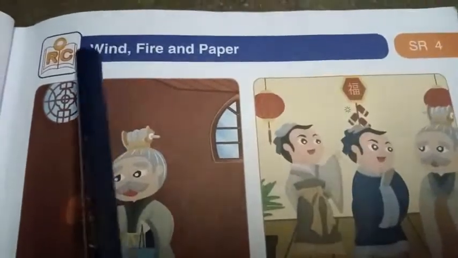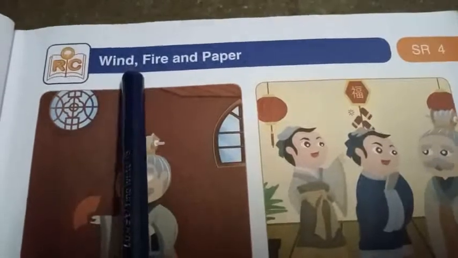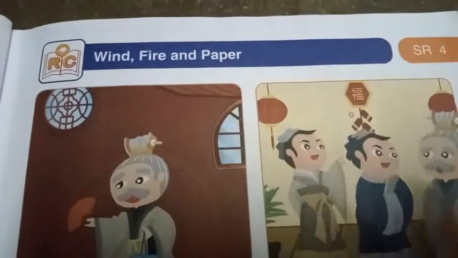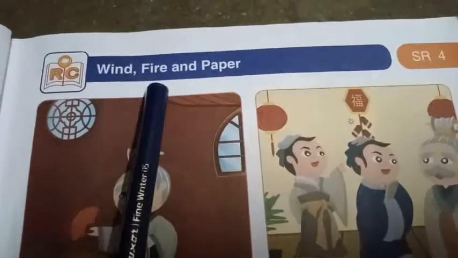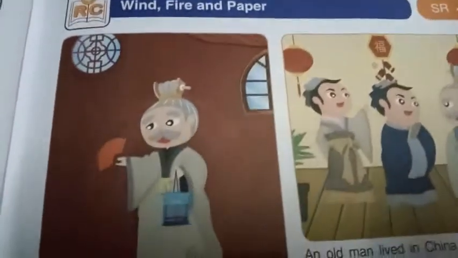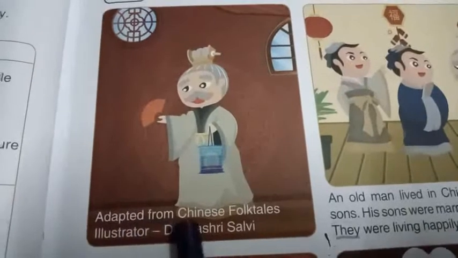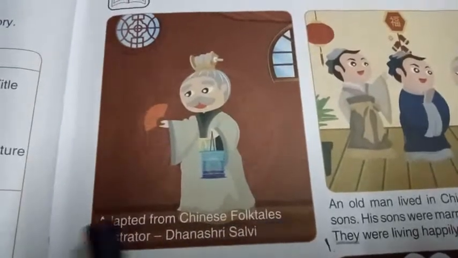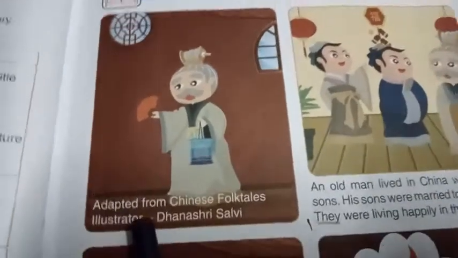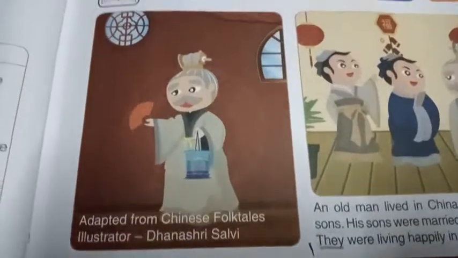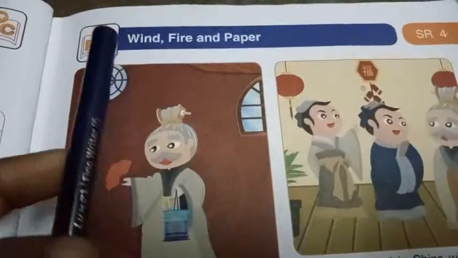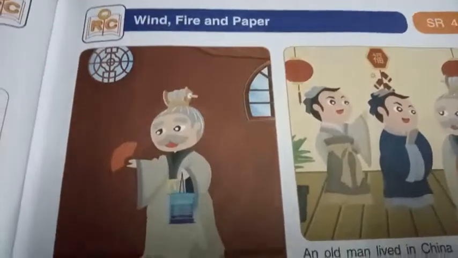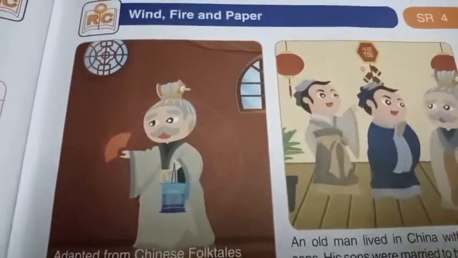SR4 from your SR book, my dear children. Wine, Fire and Paper. What is the title of the story? Wine, Fire and Paper. Next, adapted from Chinese folk tales. Who is the illustrator? Dhanasri Selvi. Today you are going to read the story, okay? Wine, Fire and Paper. First of all, I will read the story.